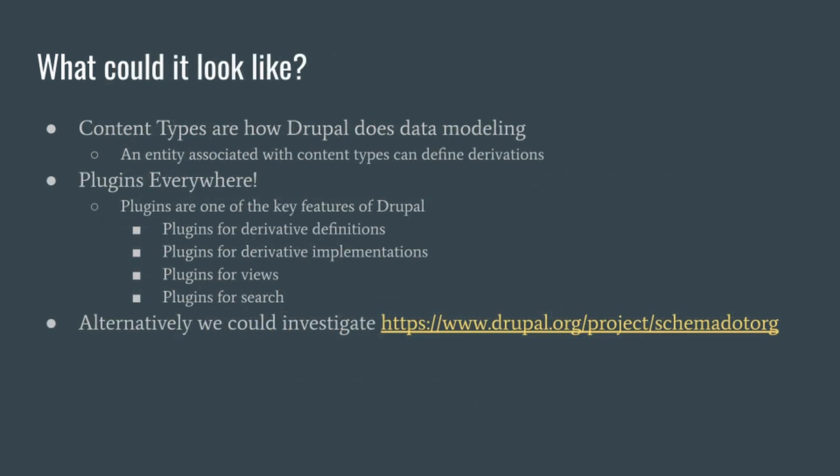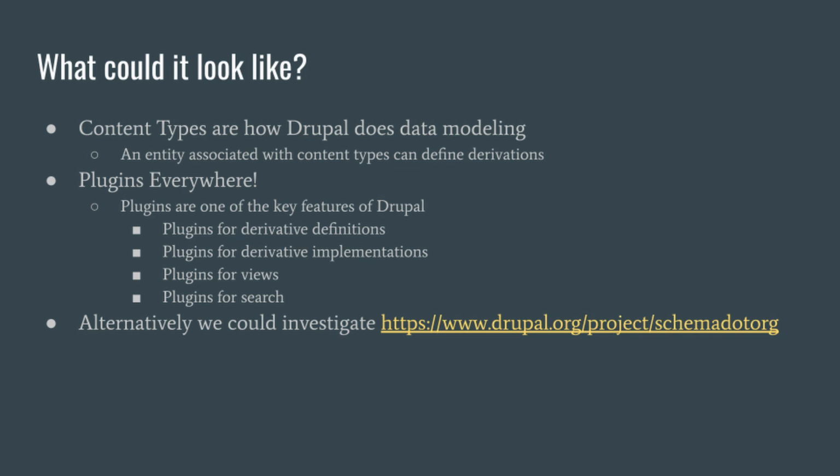So what could a derivative definition framework look like? Well, in modern Drupal, content types are how Drupal does data modeling. One way we could build on that is having an entity associated with the content types that defines the derivations. And from that, we could base a plugin system that allowed us to define derivative definitions separate from their implementations, because there's another point that there's often varying needs and requirements. Some people might want a JP2 or a JPEG service file, depending on what exactly they're serving.